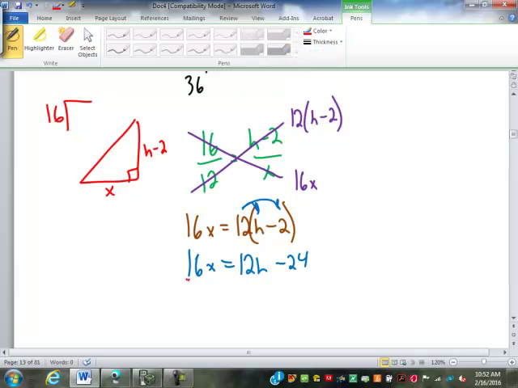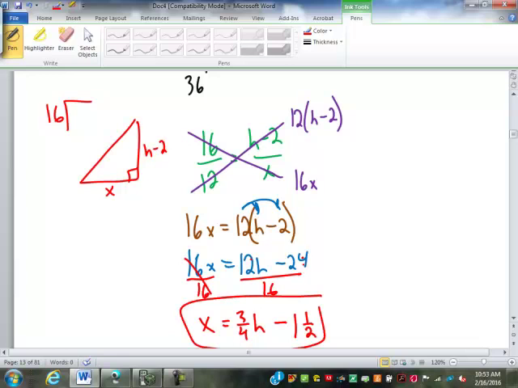Now, here's the tricky part. We got to divide by 16. Remember all the way back last semester when we divided a polynomial by a number? Did 12H over 16. 12 over 16 reduces to 3/4, so that's 3/4 H. Minus 24 over 16 is 1.5.